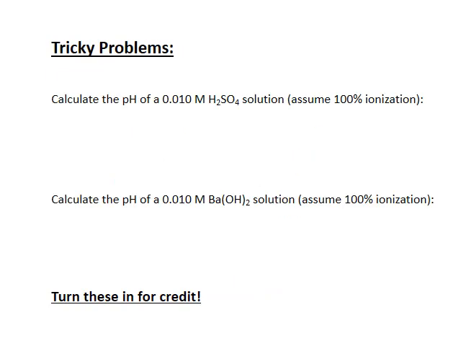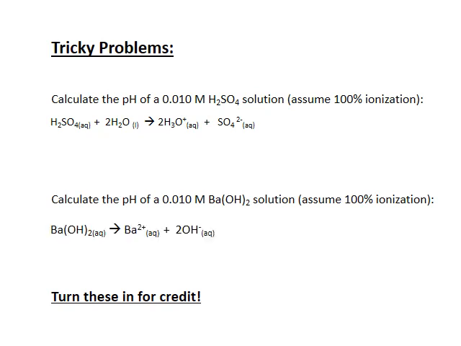I've got a couple tricky problems for us to try here. You guys are all as smart as can be, so I'm expecting great things out of you. You have to be a little bit careful if you are dealing with an acid that has 2 acidic protons and bases that end in 2 hydroxide ions. So we're going to make an assumption here that we have full 100% ionization. That means that sulfuric acid, when it ionizes in water, will produce 2 moles of hydronium ion, and likewise barium hydroxide would produce 2 moles of hydroxide ion.